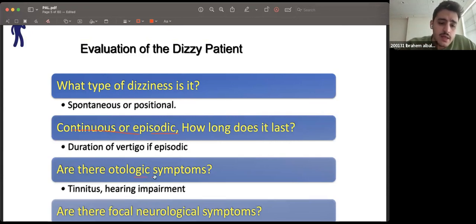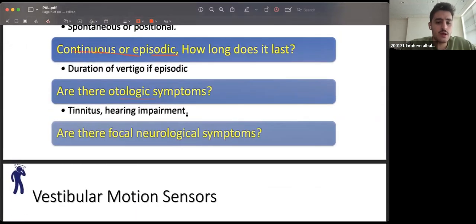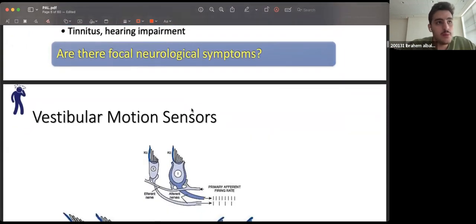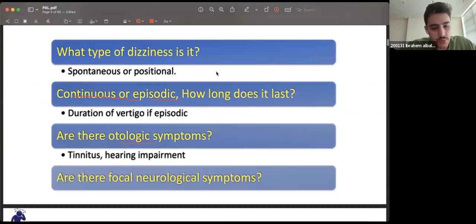Is there any hearing loss or ringing tone in the ears? Do you have any other symptoms such as focal neurological deficit, weakness, loss of sensation? These all will help you towards a certain diagnosis. You're going to understand this more as we go through the lecture.